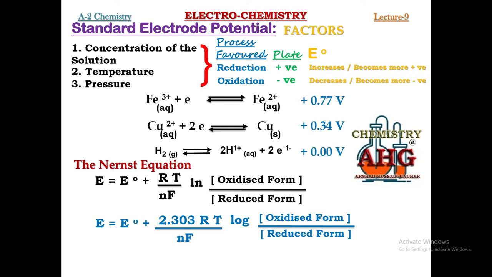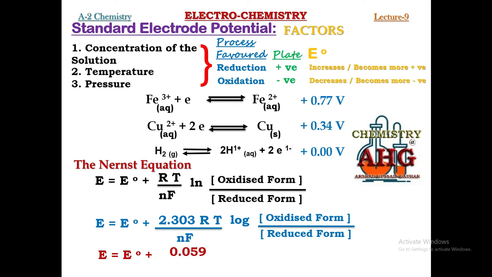So how can you further simplify this equation? If the temperature is constant, R is also a constant, 2.303 is a constant, F is also a constant. So how can you simplify this equation? If the temperature is a constant, you can modify and use this form of the Nernst equation. You can write E is equal to E naught plus, if you just multiply and divide all the constants, 2.303 into R, which is 8.314, into 298, and divide this by 96,500.